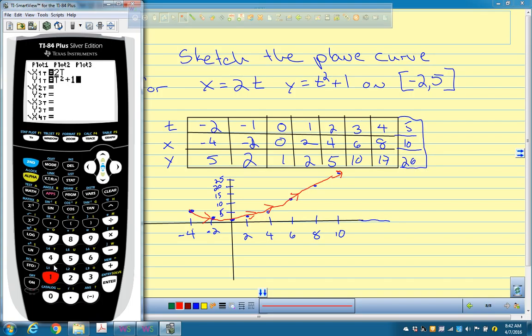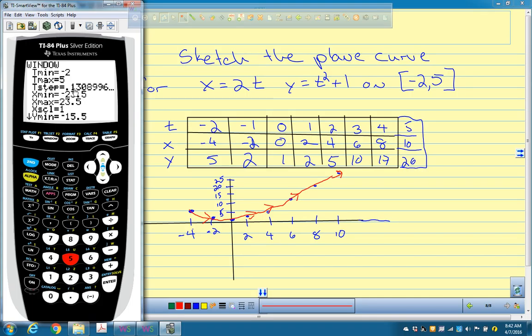Now, this is nicer when you go to window. It looks like a polar window or something. So I want my t minimum to go from -2 up to 5. So you have to set the domain of your parameter, okay?